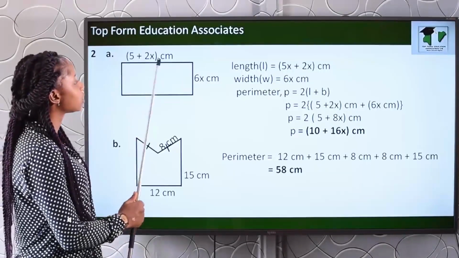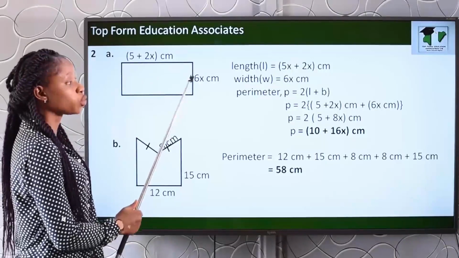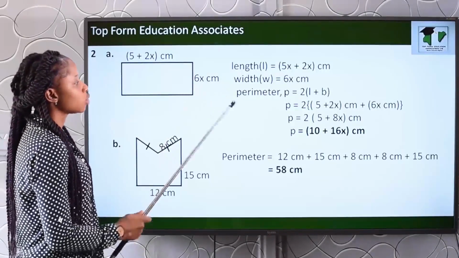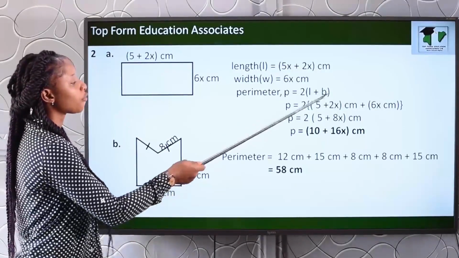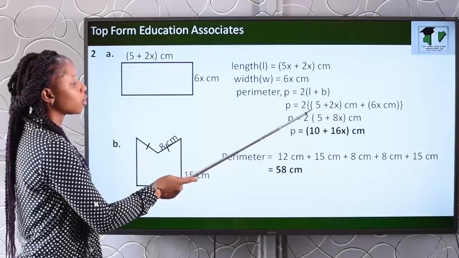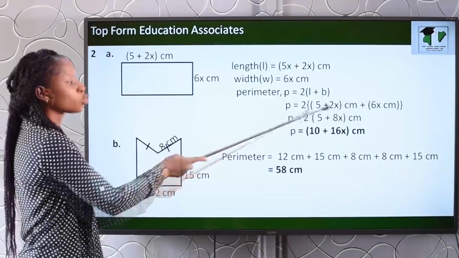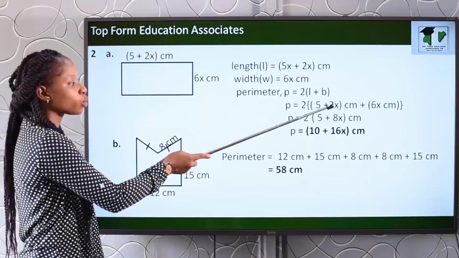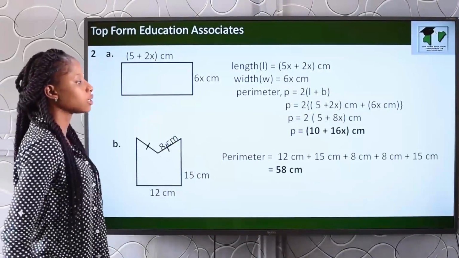We're given the length as this, and the breadth or the width as this. So simply, we use our formula and impute the values. We just impute the values: 2 open bracket 5 plus 2x plus 6x centimeters.